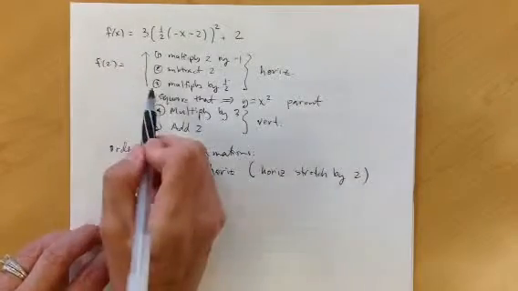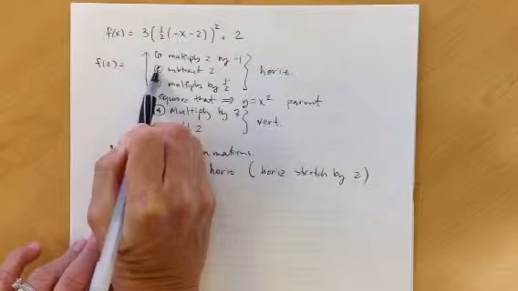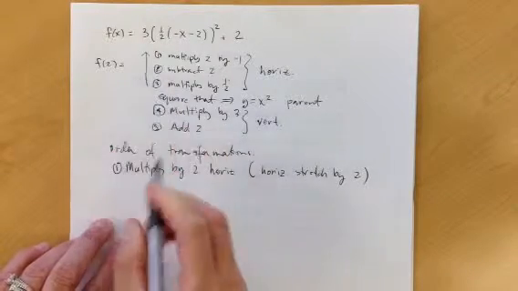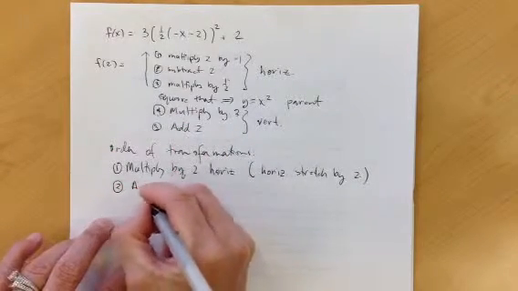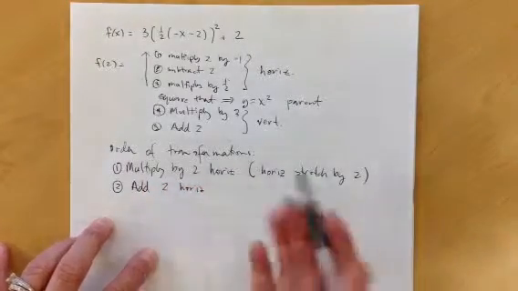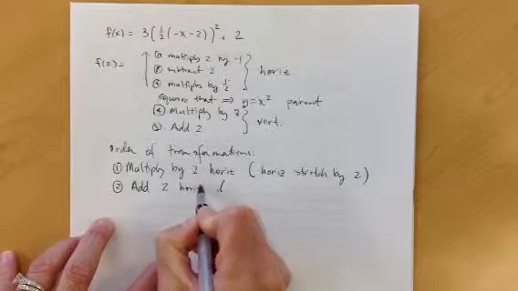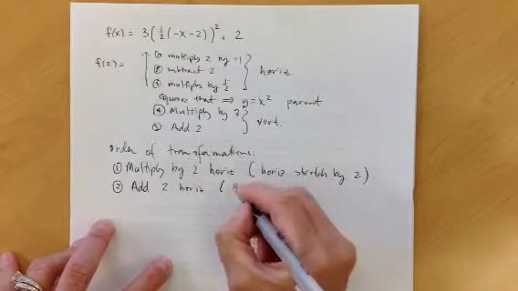Next, moving up the line, we have a subtract 2. So the reverse of that operation is going to be to add 2 horizontally. And horizontally means we're doing it to the x-coordinate. Adding 2 horizontally means we're going to shift to the right by 2 units.